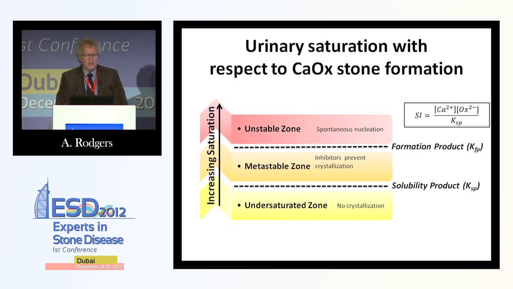And so what we want to do is to take a look at a global view of the urine composition using a parameter called the supersaturation. And for any chemical solution, this particular diagram applies. So along the y-axis, we've got increasing supersaturation or saturation. And at relatively low values, whatever that might mean, it's undersaturated and no crystallization will occur in that particular system. Then one goes into a metastable zone, which is what urine is, where crystallization may or may not occur.